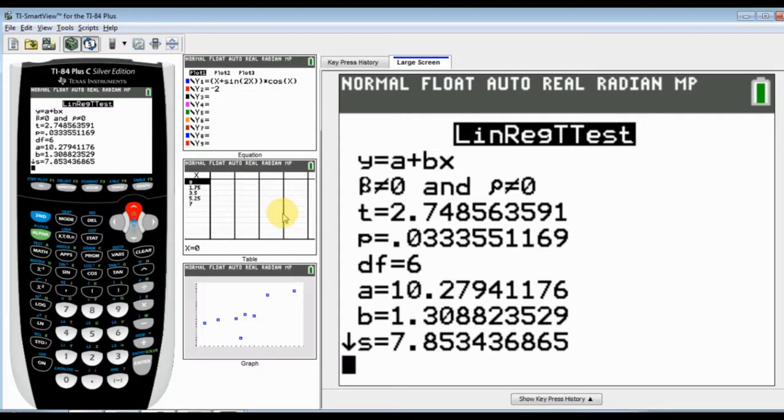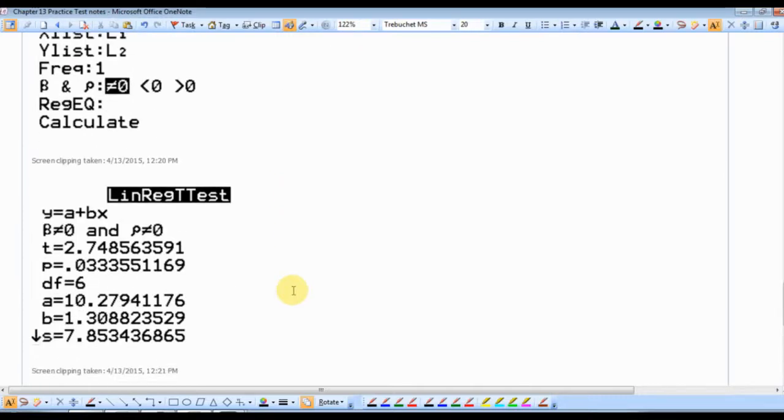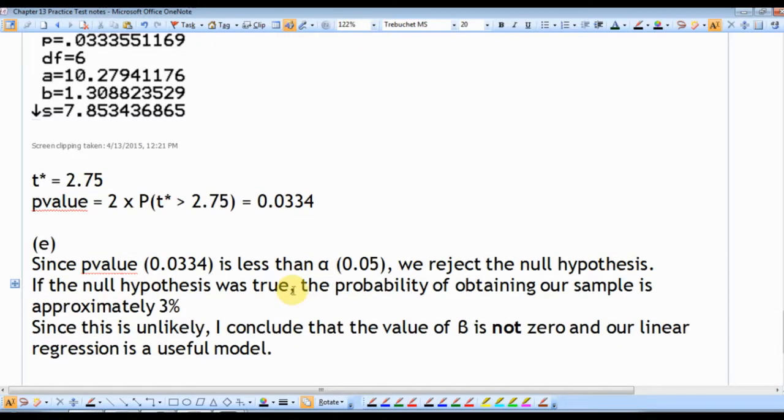So what's SE? Standard error, the standard error of the residuals. Okay, and let's see. Great. T star is 2.75. Notice I have this written out here. The p-value is equal to 2 times the probability that t star is greater than 2.75. That gives me a p-value of 0.0334. I didn't have to calculate it. The calculator did it automatically, and I'm good with that.